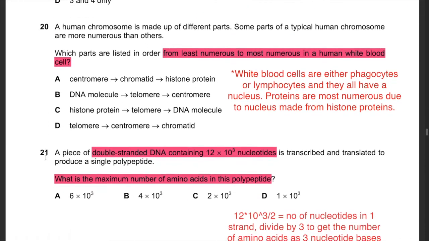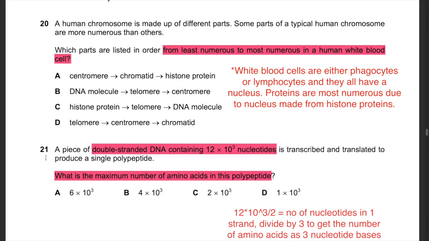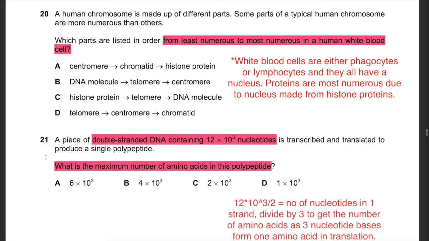Question 20. A human chromosome is made up of different parts. Some parts of a typical human chromosome are more numerous than others. Which parts are listed in order from least numerous to most numerous in a human white blood cell? So white blood cells are either phagocytes or lymphocytes, and they all have a nucleus. Proteins are most numerous due to the nucleus being made from histone proteins. Hence, the answer is A.